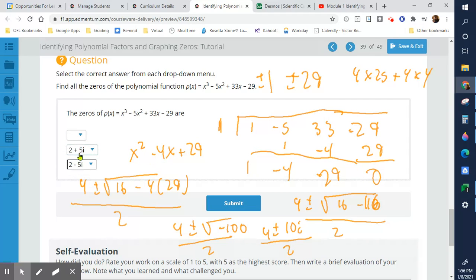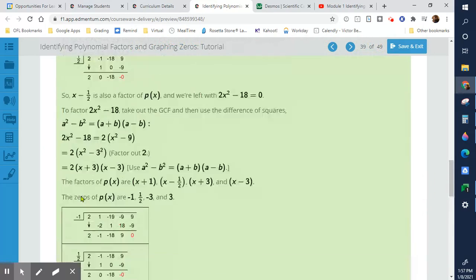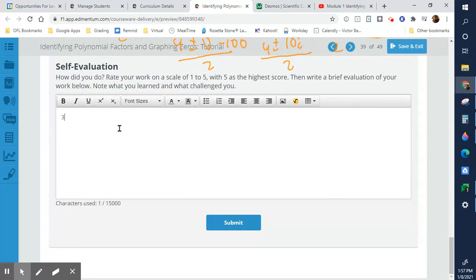In self-evaluation, I would give myself a 3. It is hard to understand what Edmentum wants as an input, and that's more along the lines of Edmentum just not getting it. Obviously, it put the right answer, but it disagreed. All right, so let me go on to the next problem, or the next page, I should say.